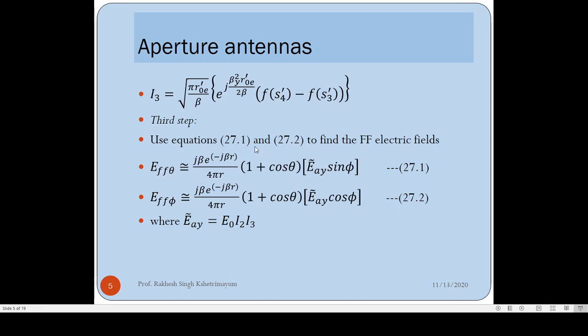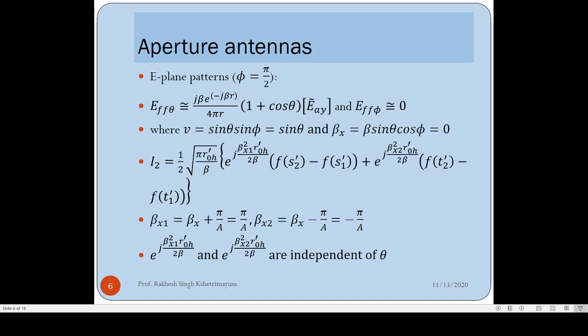Use equations 27.1 and 27.2 to find the far field electric fields of the pyramidal horn antenna, and it will have theta and phi components. It has a term which is the same for both 27.1 and 27.2. They are very similar, except that in the first case you have sine phi, here you have cosine phi. You also have 1 plus cos theta, and a 2D Fourier transform of the aperture field, which can be expressed as E naught I2 I3. I2 and I3 we have just discussed.